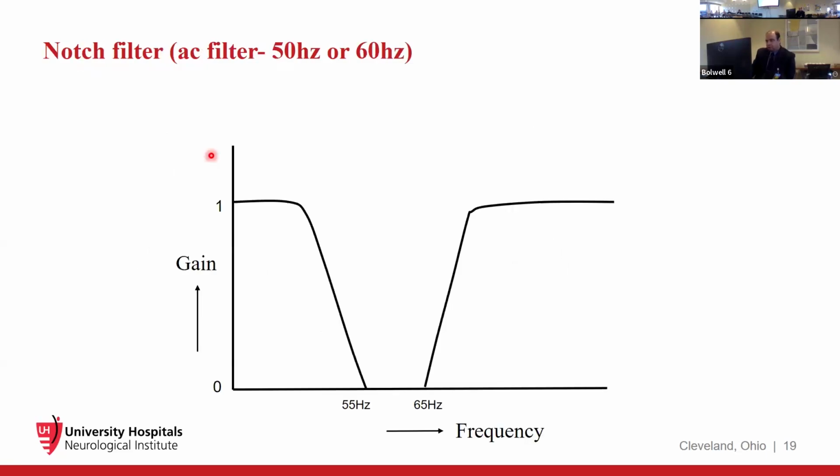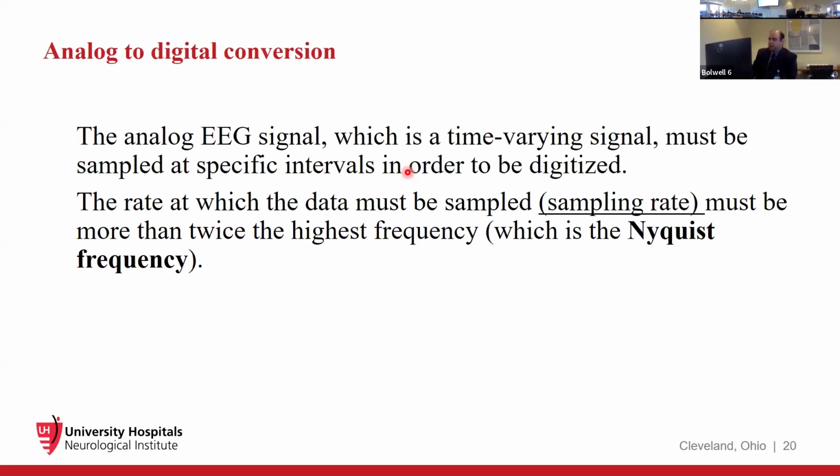Then there is this unique filter, which is built into every machine you're going to be working with, called a notch filter, also called an AC filter. This is specifically put in there to get rid of the 60 hertz noise or the 50 hertz noise, depending on where you are. It's a unique filter because it selectively gets rid of only signals around this frequency. It doesn't affect the rest of the bandwidth that you're recording.